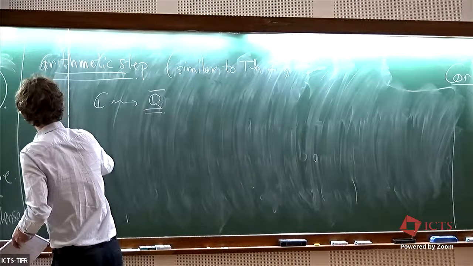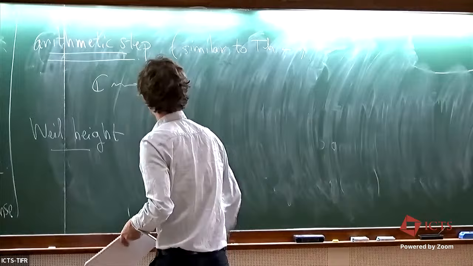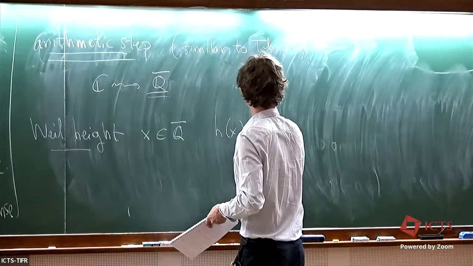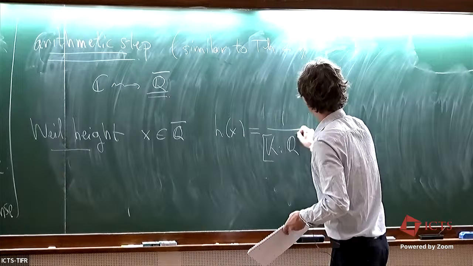And when you are over Q bar, you can define the Weil height of a number. If you have a number x in Q bar, the Weil height of x is a measure of the arithmetic complexity of your number. So you can write it like this.